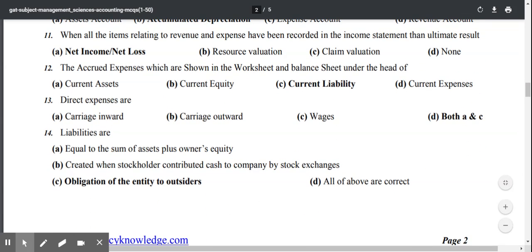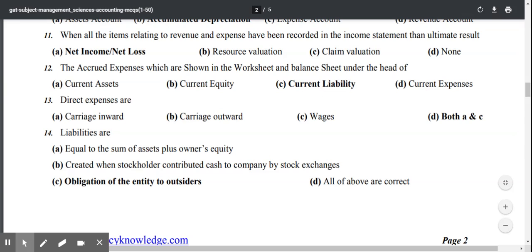Moving on to the 12th MCQ, the accrued expenses which are shown in the worksheet and the balance sheet under the head of the. So this would be option number C, current liability. The current liability shows you the accrued expenses, and they are shown in the worksheet and the balance sheet under the current liability, not in the current expenses, not in the current equity and not in the current assets, but in the current liability. So remember this: accrued expenses are shown in the current liability.